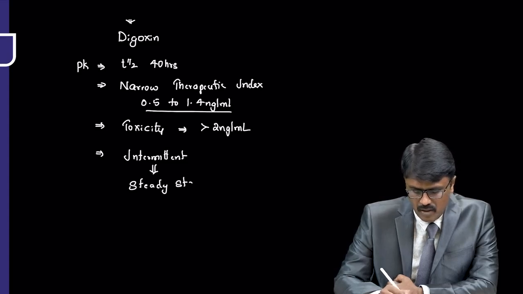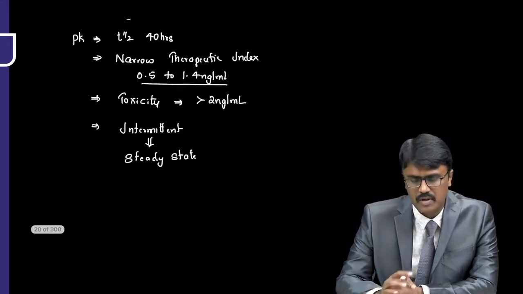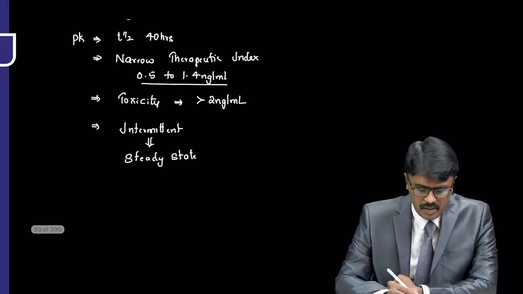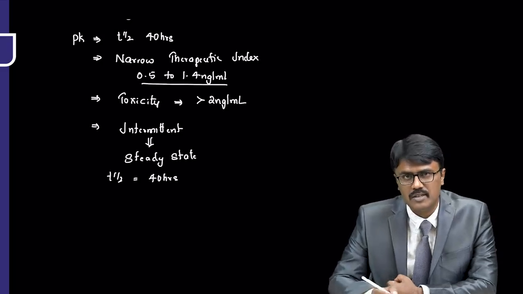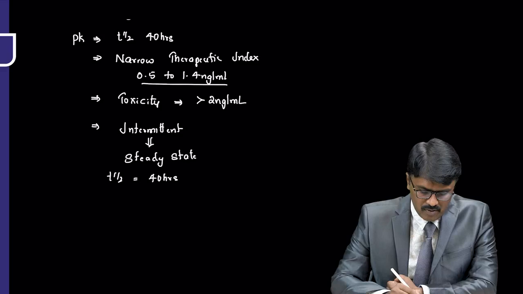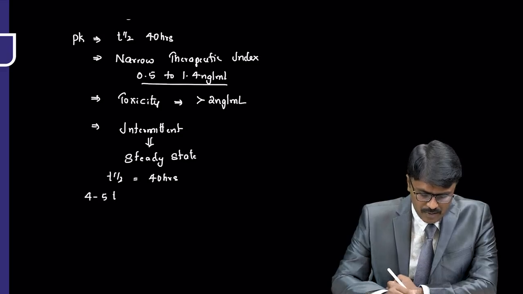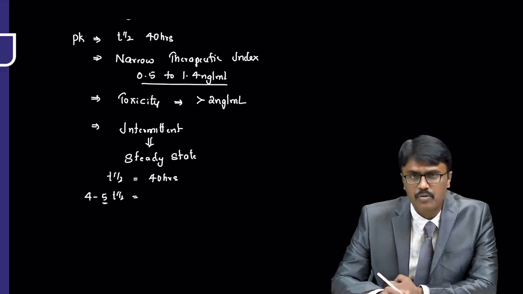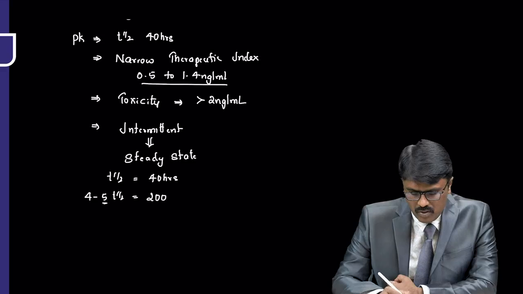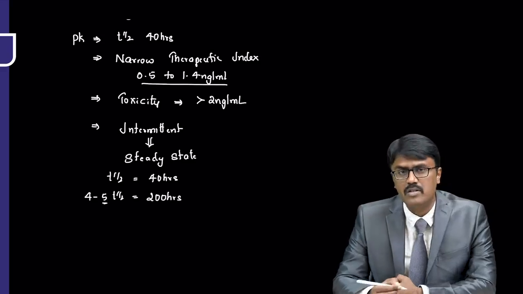Now, let me correlate general pharmacology here. Suppose a drug has a half-life of 40 hours. Can you tell me how many hours are required to achieve steady state? It's around 4 to 5 half-lives. That means, let me take 5, multiply it by 40, so it will take around 200 hours. That means approximately 8 days.